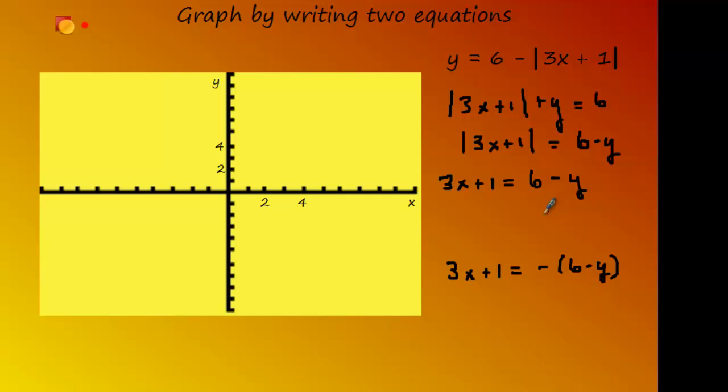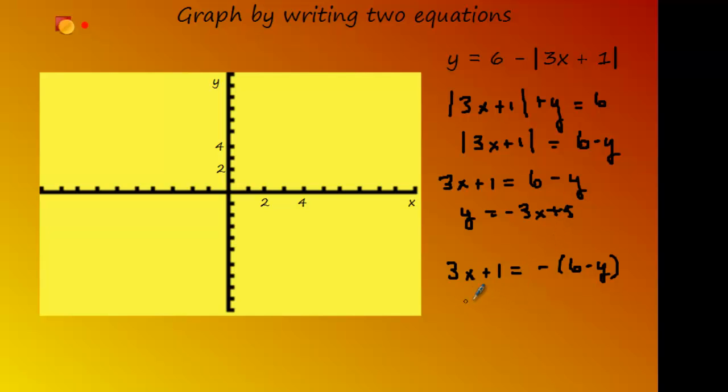So now I'm going to switch everything around. I'm going to move this y over to the other side, making it positive. And I'm going to move the 3x over to the other side, making it negative. And I'm going to move the 1 over by subtracting 1. So that's going to be 6 minus 1, or 5. So one of my equations is y equals negative 3x plus 5.